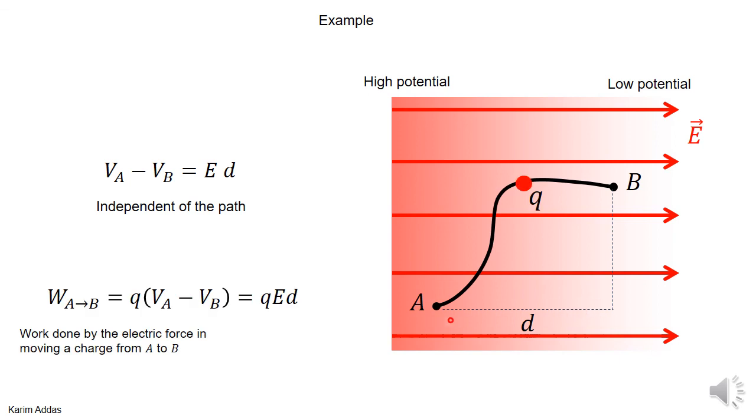If you want to then imagine that you bring a charge q now to this region and you move the charge q from A to B along some particular path, and you want to get the work done by the electric force as the charge goes from A to B, well, we showed that the work is just q times the potential difference. So it's q times E times d.